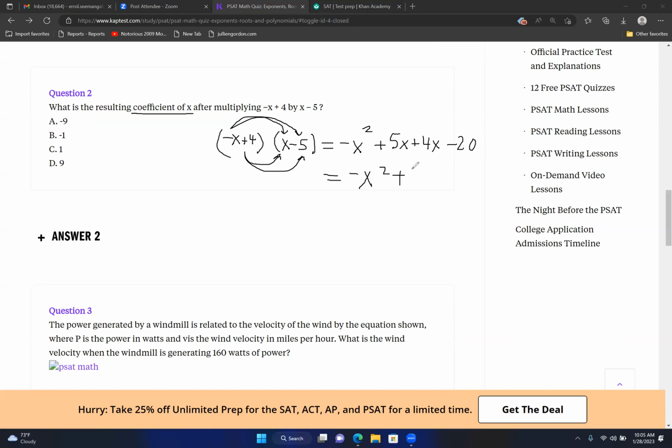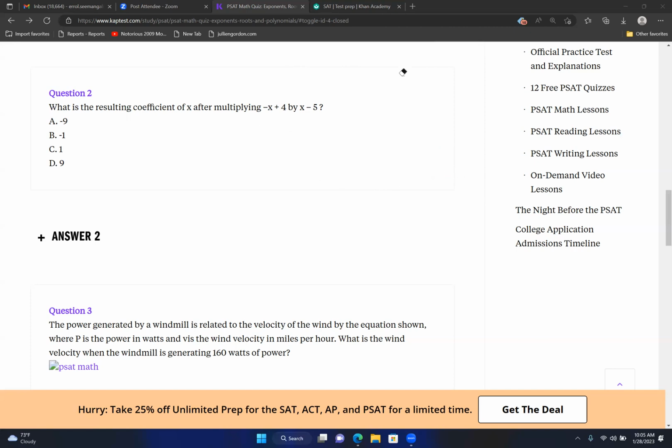9x. Okay, so what's the coefficient? So what's the answer to the question they're asking? What is the resulting coefficient of x after multiplying? This one's x squared, this one's x, and this is just a number, right? So it's 9. 9, exactly. The coefficient of the x is 9. Yep. Okay. All right. That's 2.